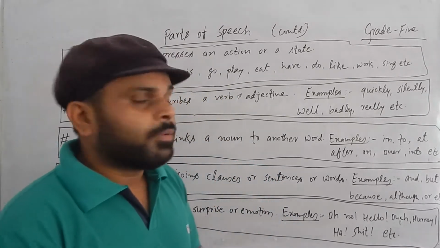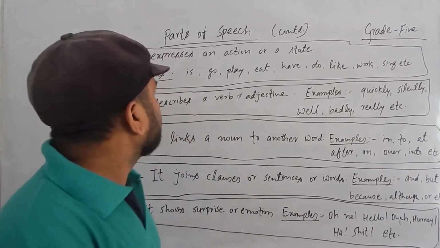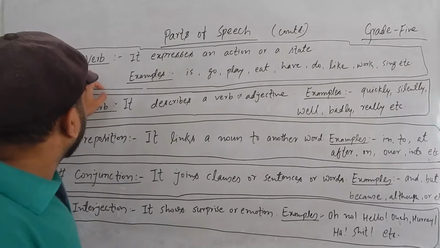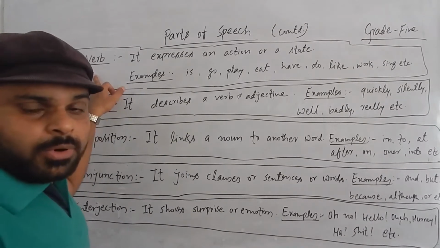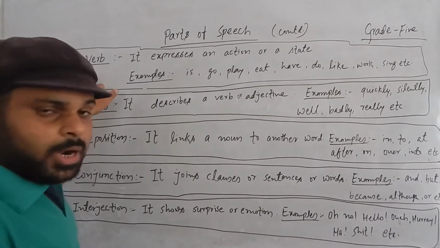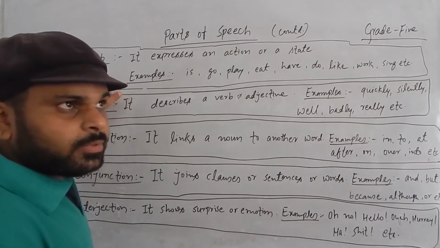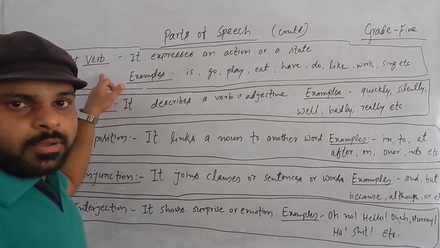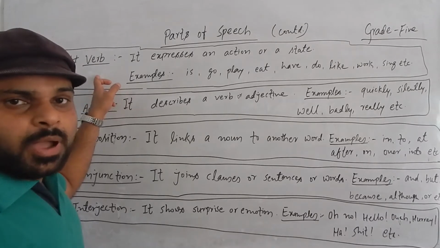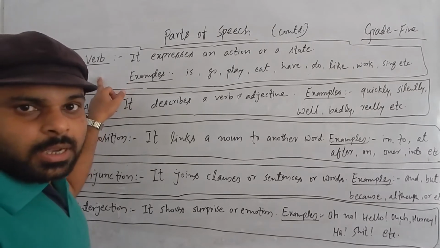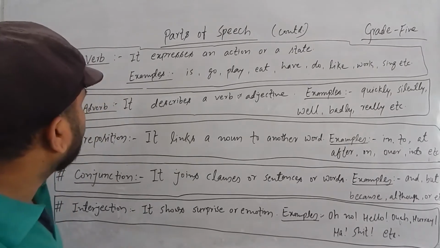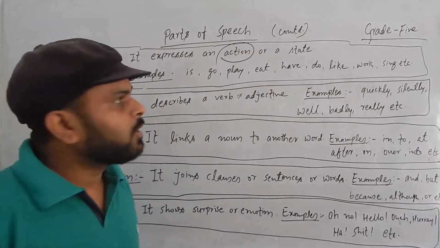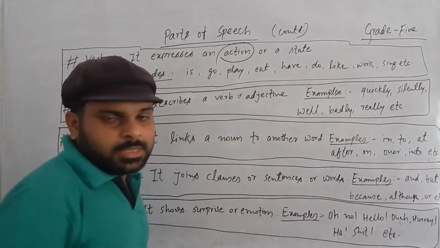Okay, let's start today's section. Parts of speech continued. Now, after noun, pronoun and adjective, it's verb. You might have heard about verb in your previous class, class 4. Verb expresses an action. See the word action. What does it mean? It expresses an action.